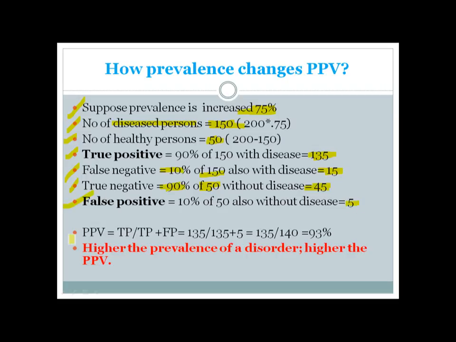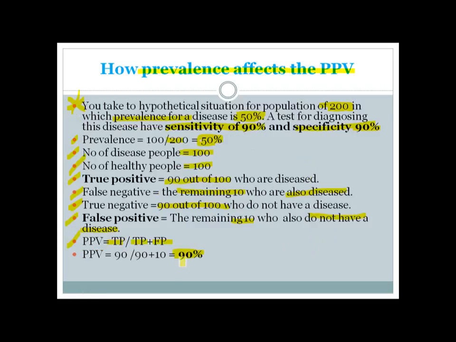So now PPV should be true positive divided by all positives, or true positive plus false positive. Here true positive was 135 and false positive was 5. So 135 divided by 135 plus 5 gives you a result which is 93%. So in the previous case we had a positive predictive value of 90% while the prevalence was 50%.